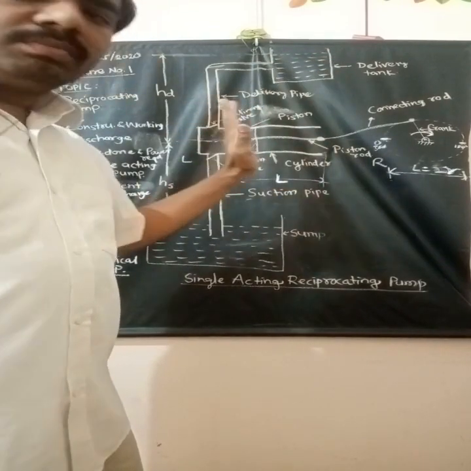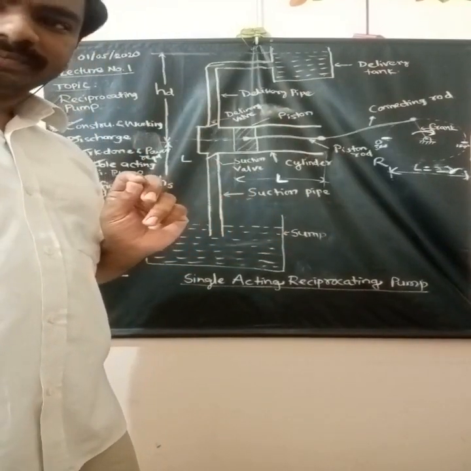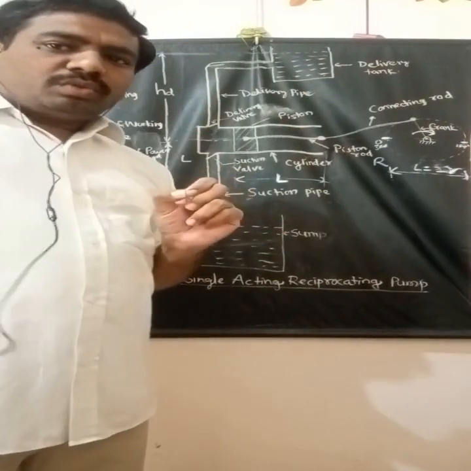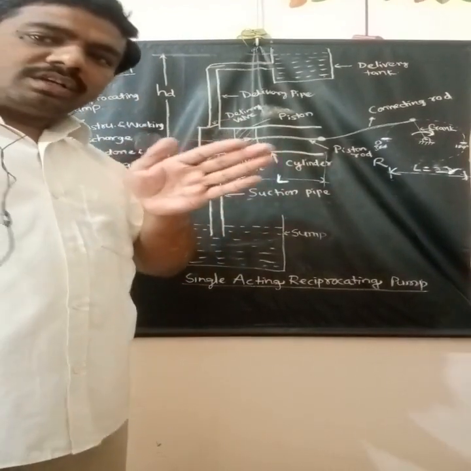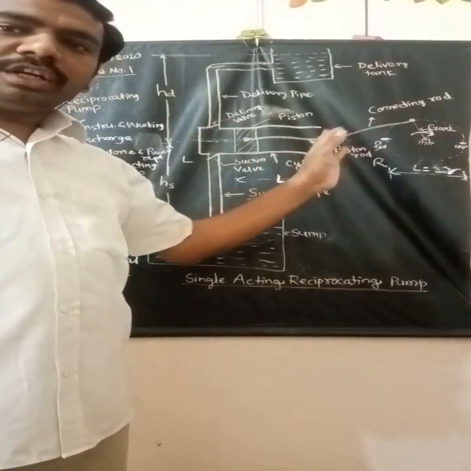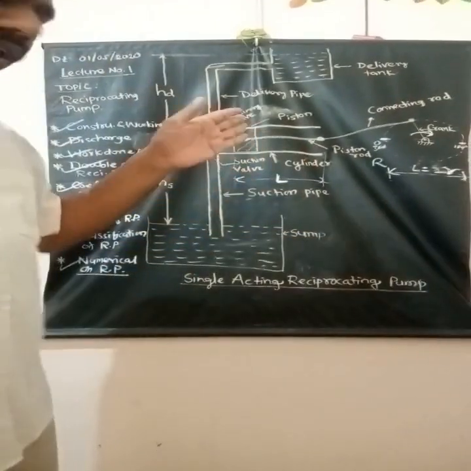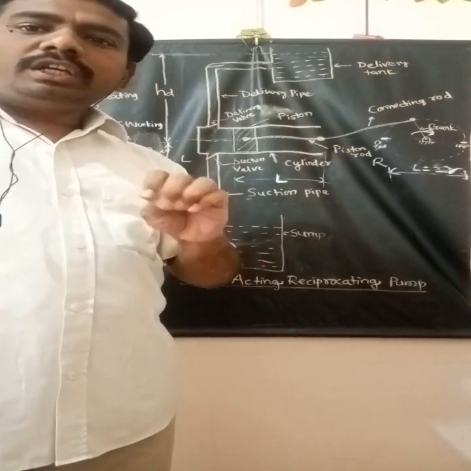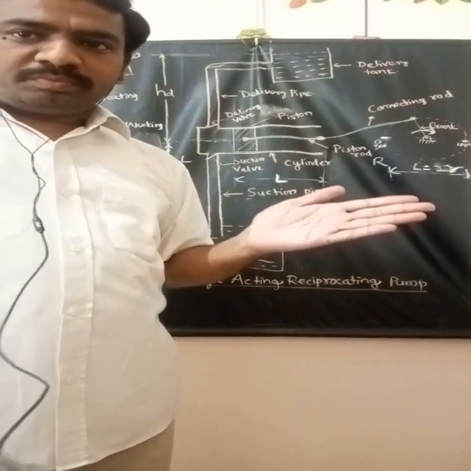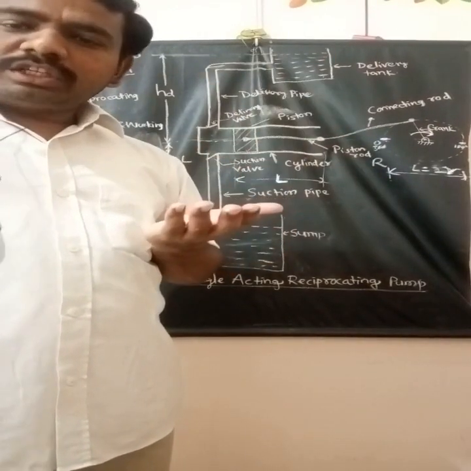By the pushing action of that particular piston on the fluid, the delivery will take place. In this way the cycle continues. There is a suction stroke and there is a delivery stroke. Here the crank is rotating a complete 360 degrees. The delivery of the fluid will take place only at the delivery stroke, which means during the suction stroke no water will enter into the delivery tank.